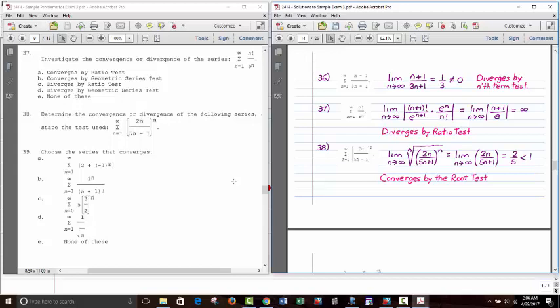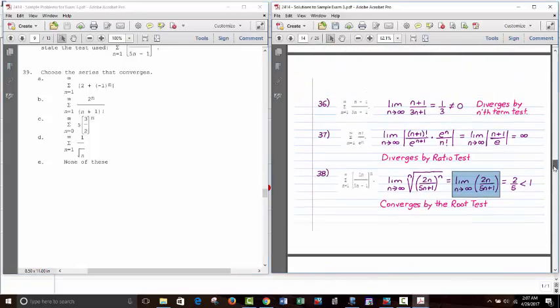So if you take the limit of the inside part, that's real easy to see that this is 2/5. Just eyeballing it or doing one with L'Hopital's rule. 2/5 is less than 1. Converges by the root test.